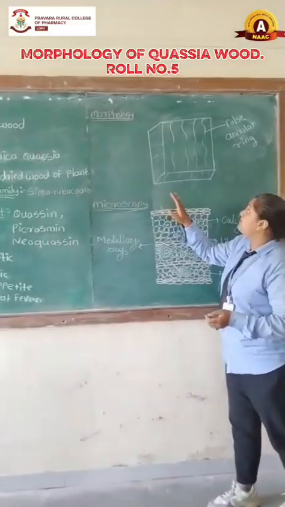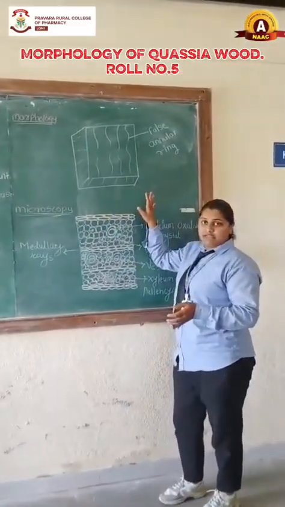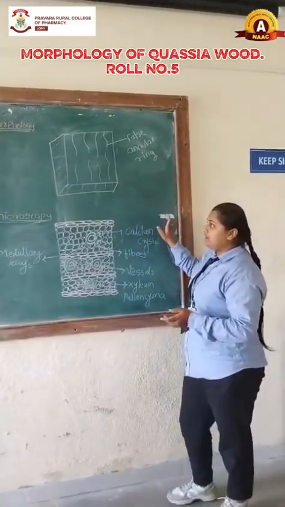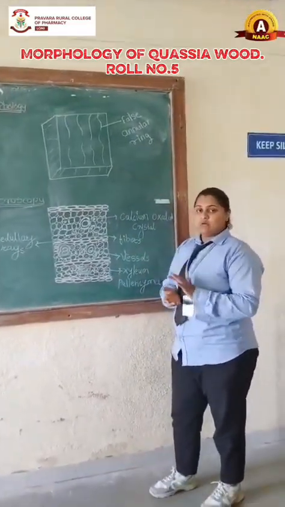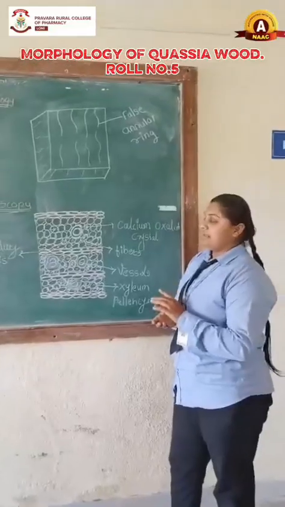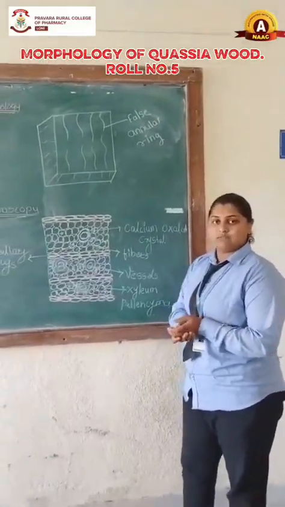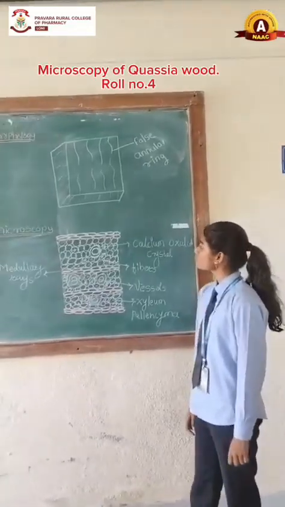Morphology of quassia wood: it has a billet shape. It consists of false annual rings. Physical properties: odorless, color pale yellow. Microscopy of quassia wood.